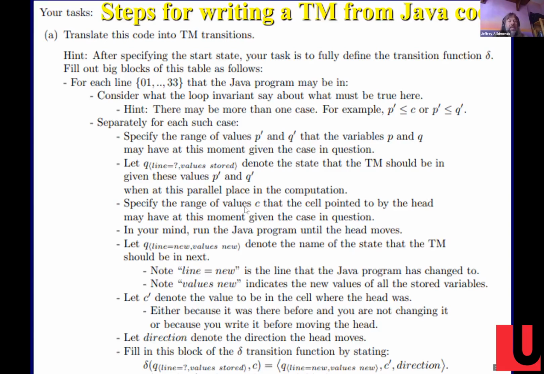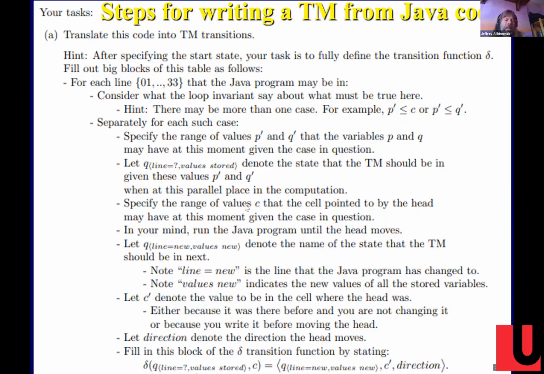Then we want to say, well, the Turing machine is not only in a state down here, it's also looking at some character; the head is somewhere, and the head is looking at some character. So let's denote the character that the head is looking at. Do we know what value we're looking at? Maybe I know that it's between this range and this range, or maybe I know that it's a blank, or maybe I know that it's bigger than P prime. Because I'm at this line and I'm doing a particular case, I know something about the range of C's. So write down what values C might have.